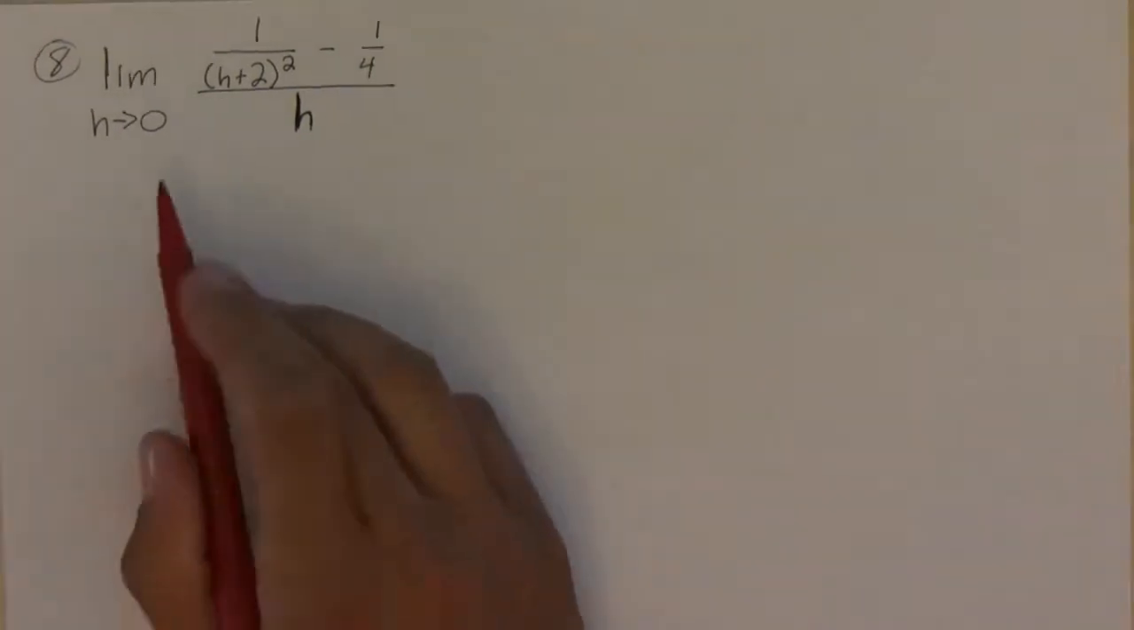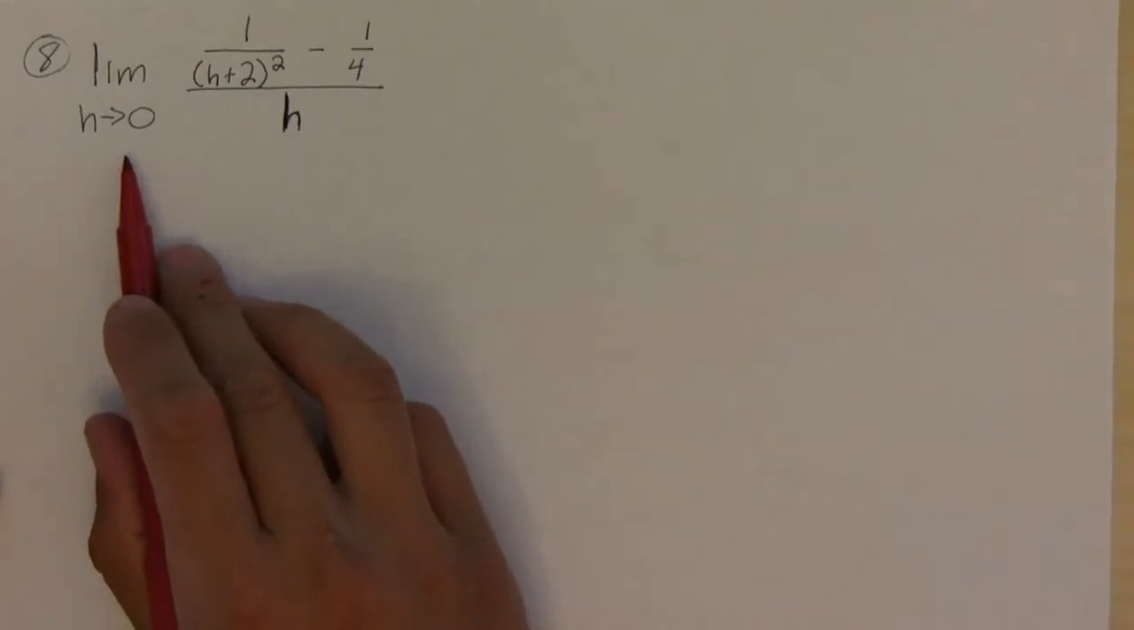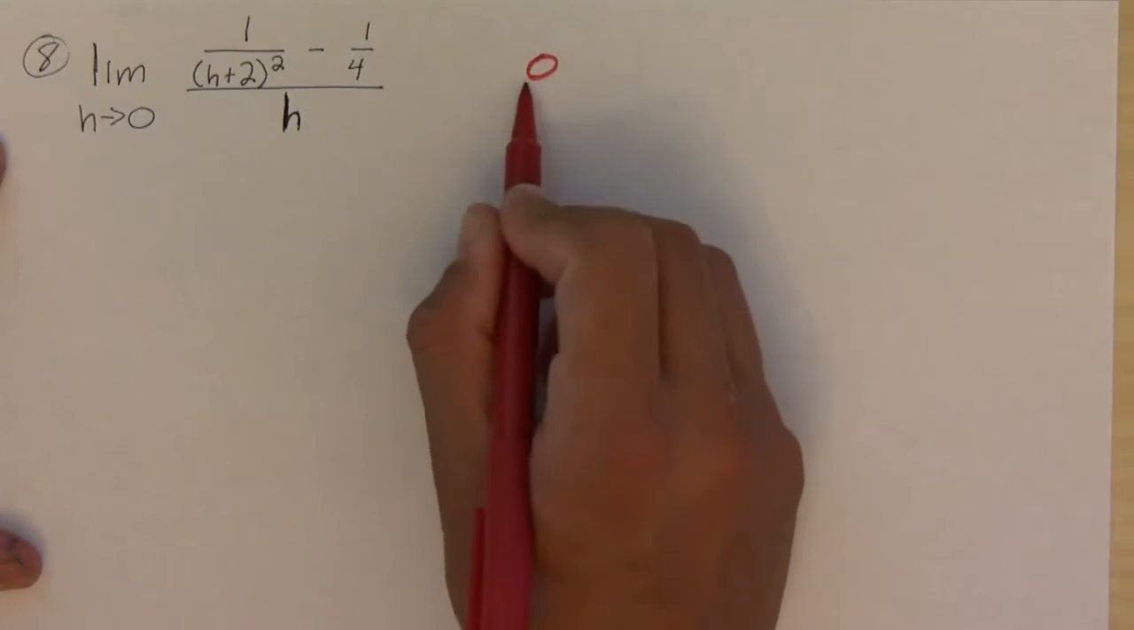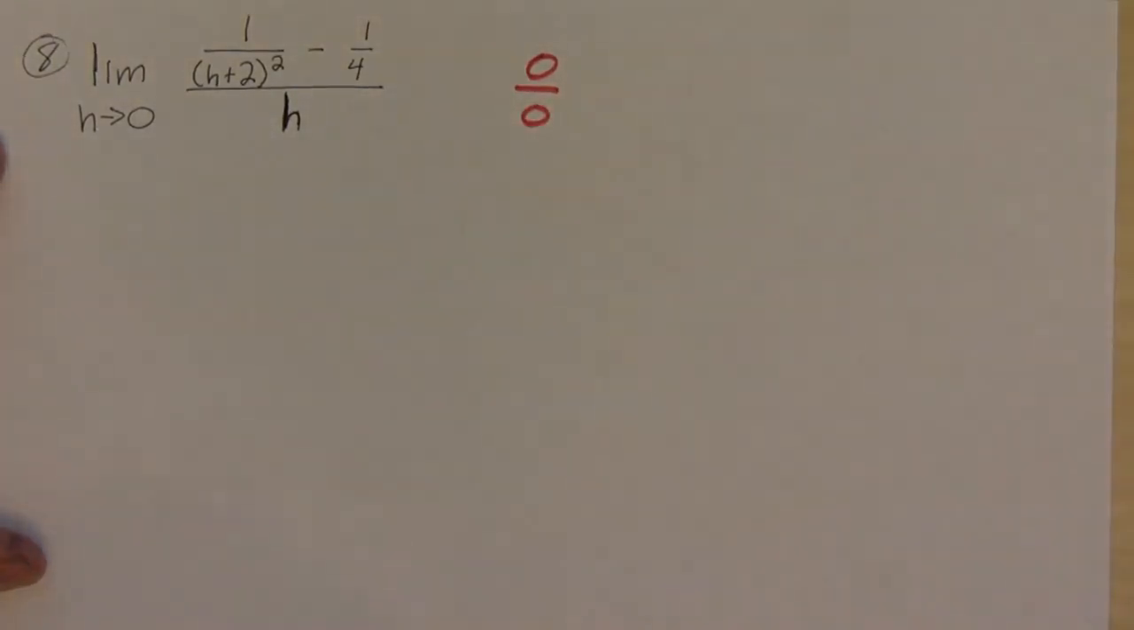Okay, so in this problem, this is a complex fraction, and probably the best thing we can do after we plug it in is to simplify it. So let's say we plug in 0 for h. Notice that we would get 1 over 4 minus 1 over 4. So we would basically get another indeterminate form, 0 over 0.